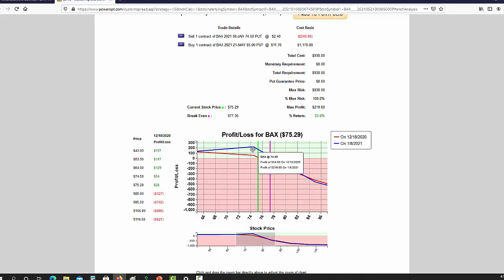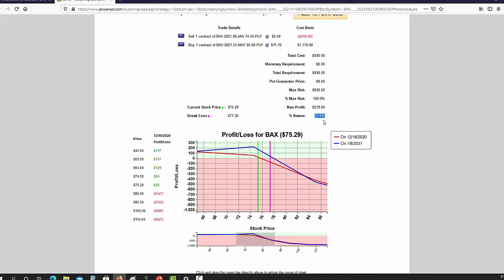Almost perfect. Now the key to remember with diagonal spreads, just a little bit tricky, is that the profit and loss that we're expecting and the max profit and loss for the position seen here on the graph occurs if the stock is trading right at the short option strike price at the short option expiration. So in our case, on the 8th of January, if Baxter is trading right at 74.50, we'll expect a max profit of around 218, 219, 220, between about 22 to 23%.